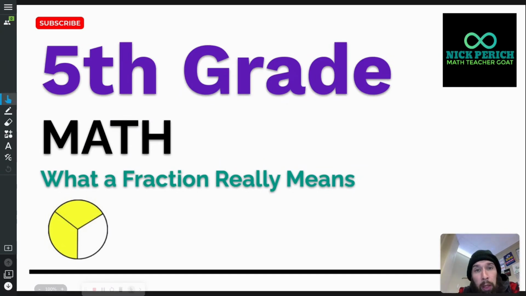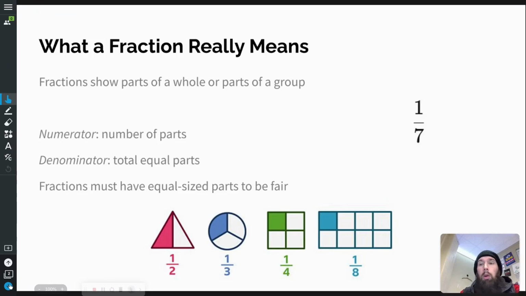Download those notes, print them if you can, because there's a lot of pictures in this one, and it'll be very helpful for you to follow along. And when you practice problems, they're right there in front of you, and you don't have to draw or write anything out. So, what a fraction really means?